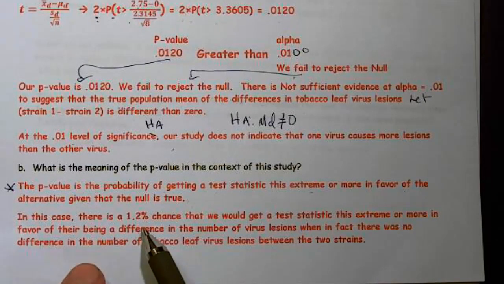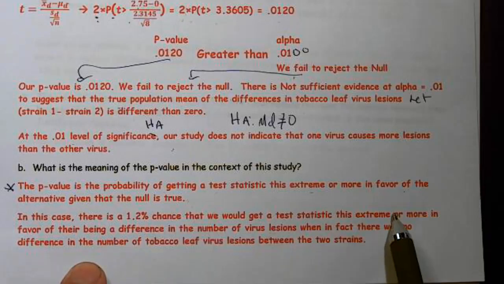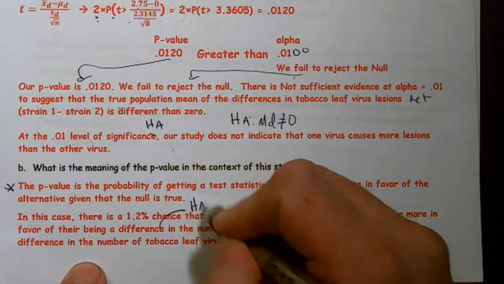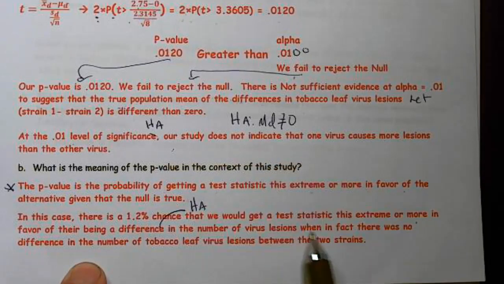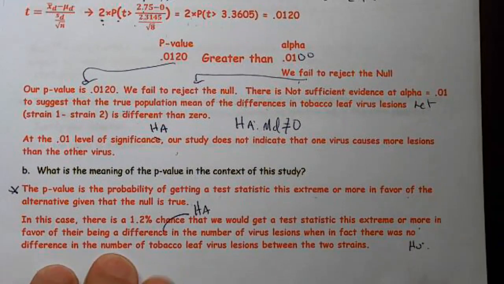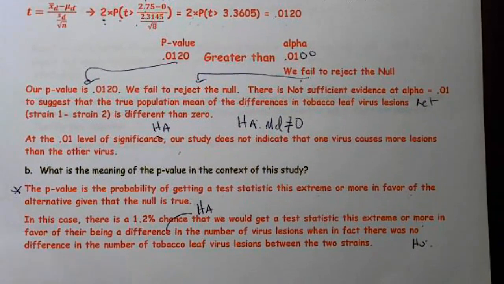So in this case, there's a 1.2% chance that we would get a test statistic this extreme or more extreme in favor of there being a difference, coming from my alternative, in the number of virus lesions, when in fact there was no difference. And no difference would be my null. So make sure you always put it in context. Always have to put it in context. And you need to practice writing these, because there were several people who got points here and several people who didn't. So please be careful about how you state that.